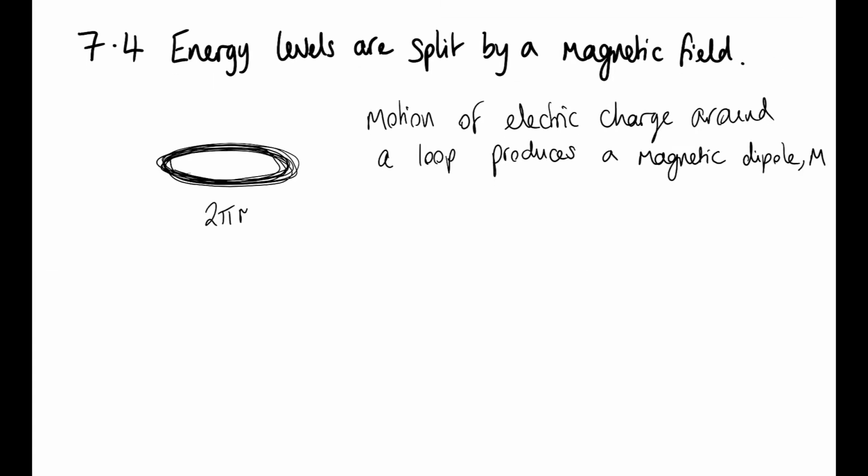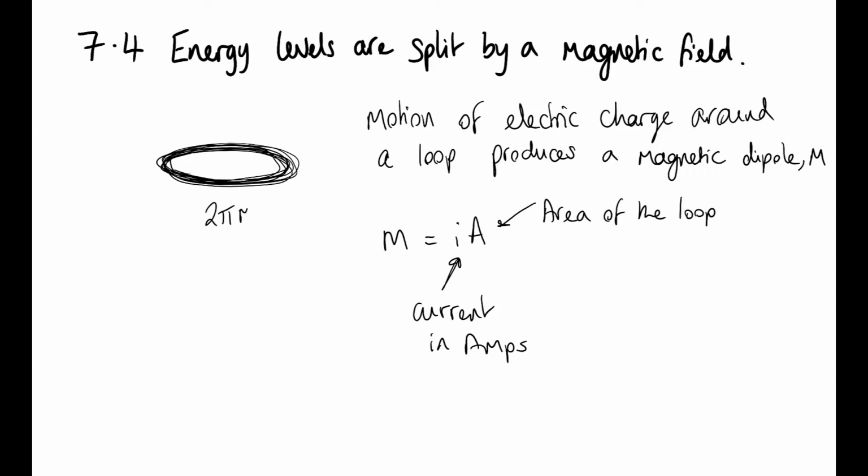Now the magnitude of that magnetic dipole is given by the following. The magnetic dipole M is equal to I multiplied by capital A, where I is the current in amps, and A is the area of the loop. And what would you expect the units to be? Well, of course, that would be meters squared for the area. What else can we say?